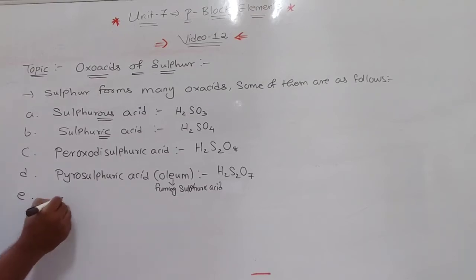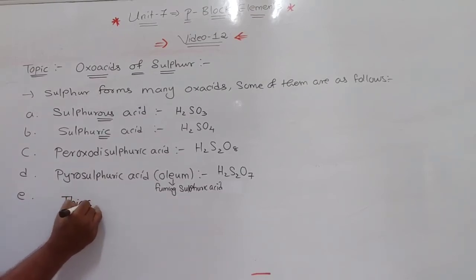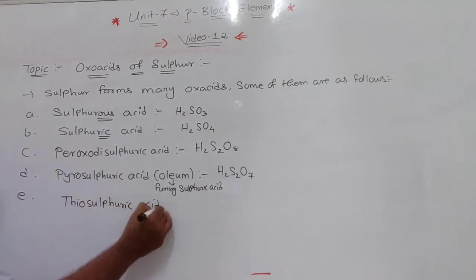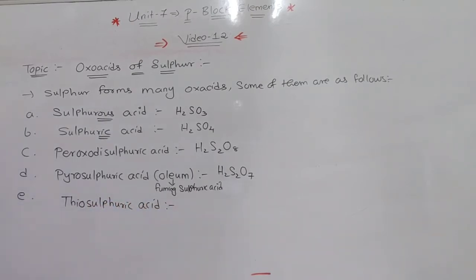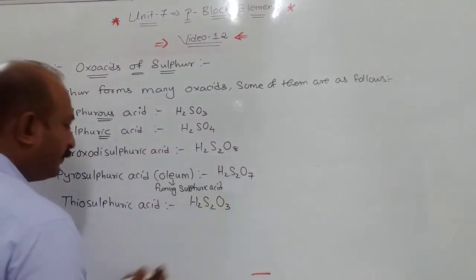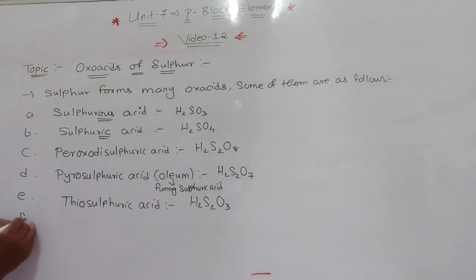Then the next one given in your textbook is thiosulfuric acid. Clear? When we talk about thiosulfuric, you must have heard about thiosulfate, and thionyl chloride, SOCl2, is there too. Same way, for thiosulfuric acid the formula is H2S2O3.